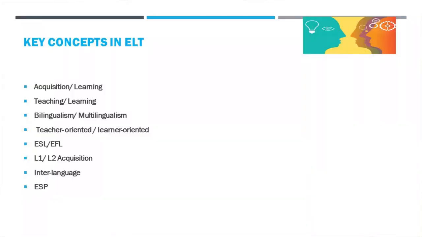It includes the difference between the following terms: acquisition and learning, teaching and learning, bilingualism, multilingualism, teacher-oriented classrooms, learner-oriented classrooms, and what is the difference between ESL and EFL in terms of learners and learning programs. Then L1 and L2 acquisition, what is interlanguage? And the last one, a brief note on ESP.